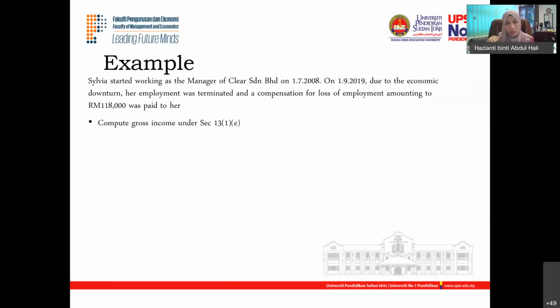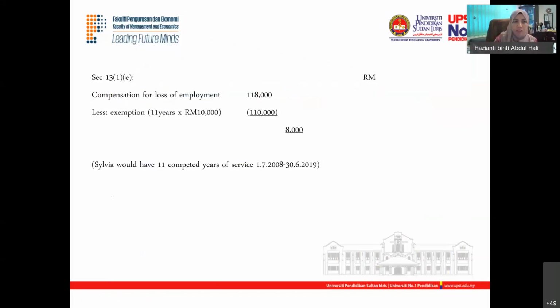Right, so what you should do with this, whenever you look at the example, it looks so easy because I did the examples one section at a time. But when you have the full question, everything is dumped in there because you have to start with 13(1)(a), B, C, sometimes D and also E. Alright, so compute gross income under section 13(1)(a). This is how you should start.